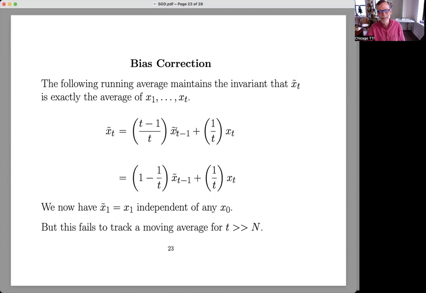And that's what this does. It takes (t minus 1) over t times the previous plus 1 over t times this, and that ends up giving you the exact average over the first t. And you can write it this way: 1 minus 1 over t, plus 1 over t times this. So it is a convex combination, and it's keeping track of exactly the first t.